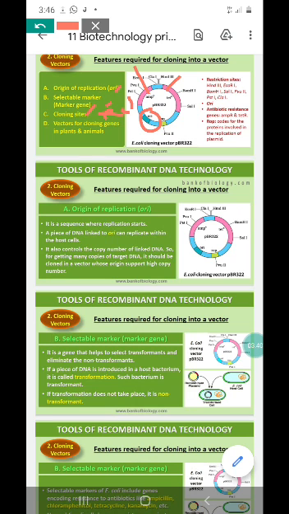What are tetracycline and ampicillin? These are antibiotics. And usually the bacteria are not resistant to these antibiotics. But this cloning vector does possess these two genes, and they are considered the selectable markers.